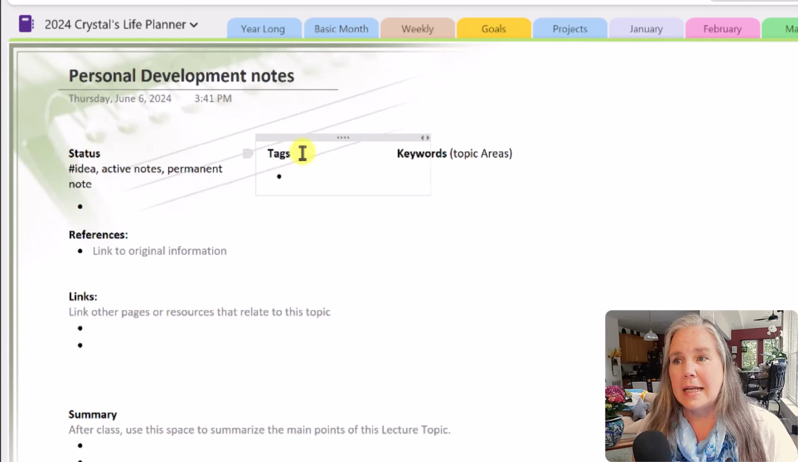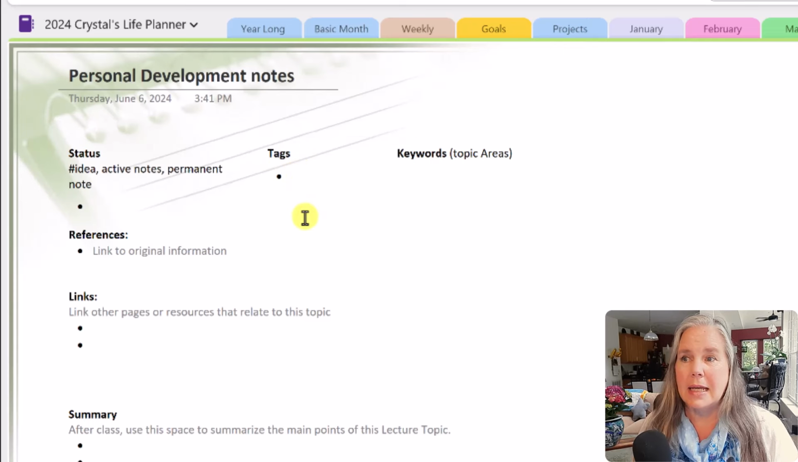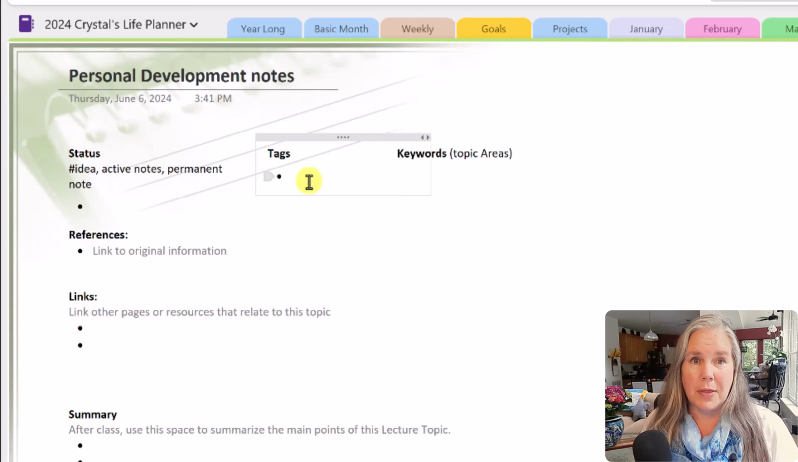And then tags, there's a section here for tags, any hashtags that I might be following for this, or just tags that I think would be helpful for myself. Maybe this is a book about gardening, so I want to put that as a tag. Maybe it's a productivity book, so I want to put that as a tag. So there's just a place there for me to put those things.